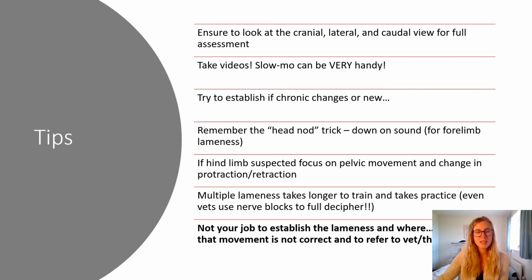Multiple lamenesses take a really long time to train and take practice. Even vets can have disagreements with what legs they think are lame, or use nerve blocks or flexion tests to help decipher, so don't expect yourself to know exactly which limb is lame and where. That's not your job. Your job is to establish that there is something not quite right, there's been a change, and that you need to get professional assistance.